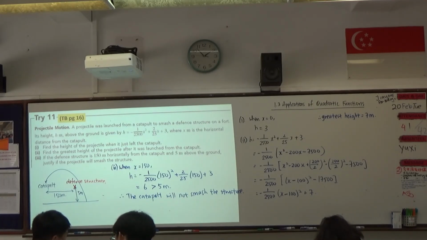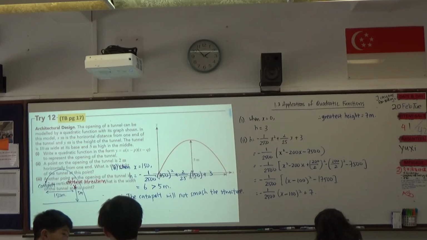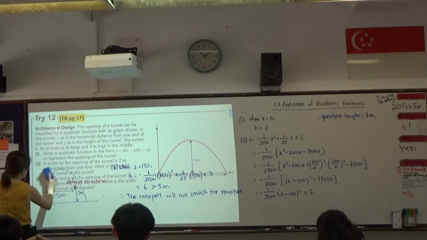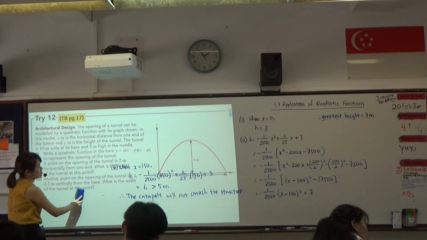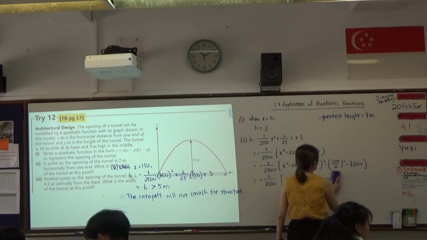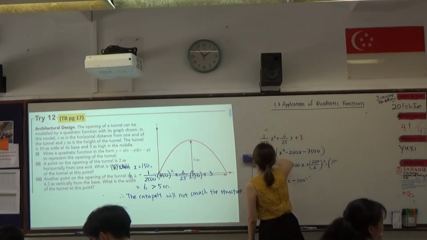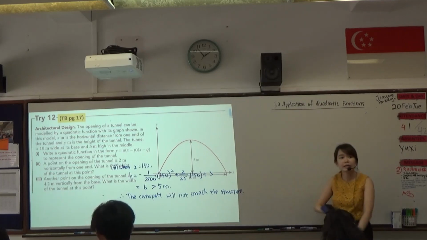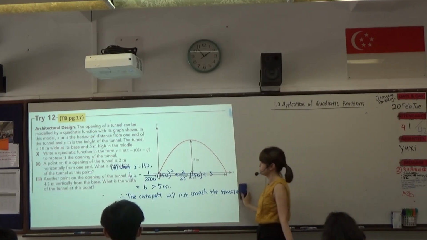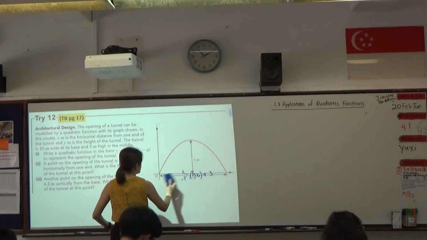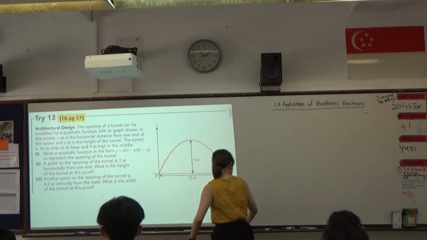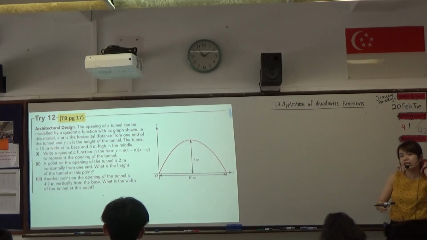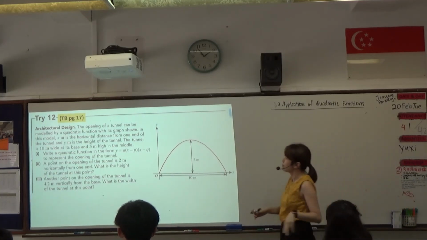Next. Try 12. Hey, can I erase this already? Alright, try 12. Okay, read carefully over your questions and stay seated straight.